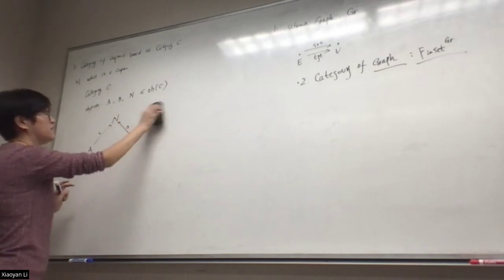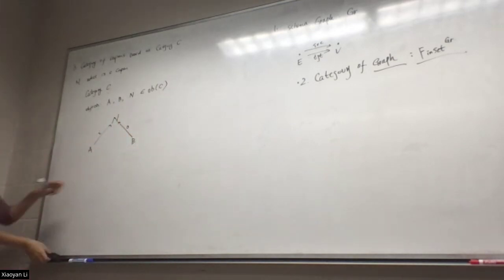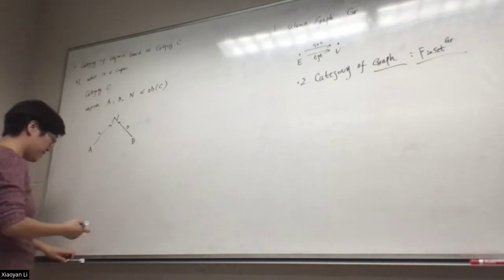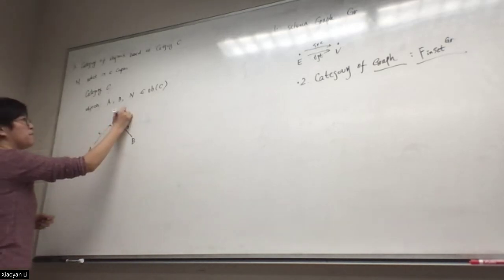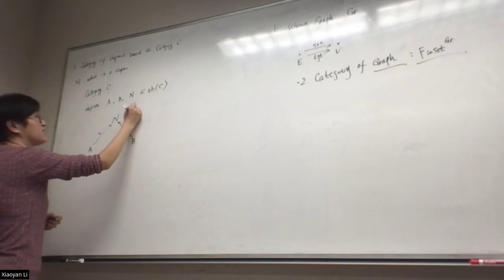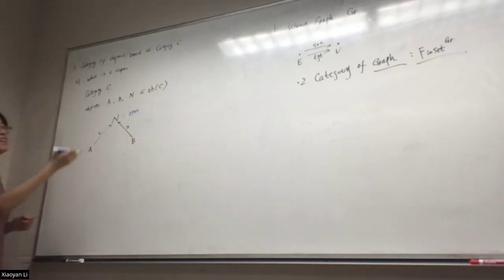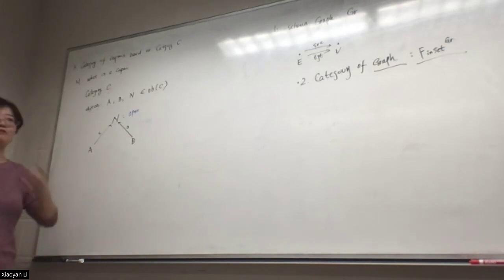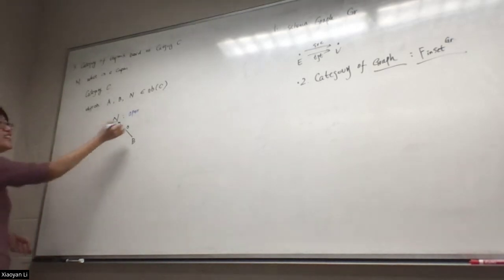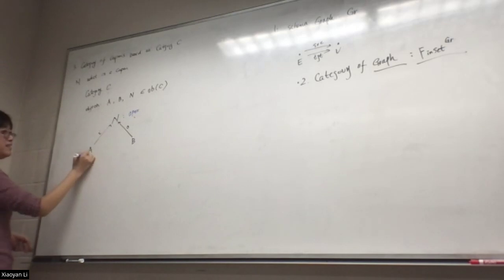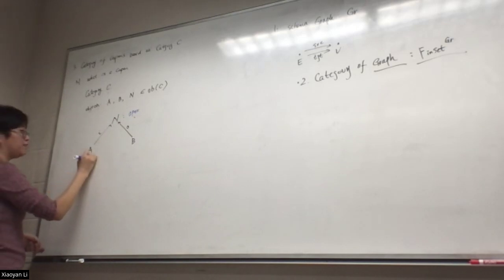But I want to use them because I only have limited space on the whiteboard. Okay. So then, we also have some names. We name N the apex. So that is why we see in the code why we have apex or bishop or something, right? So that's the apex. And A is a foot.